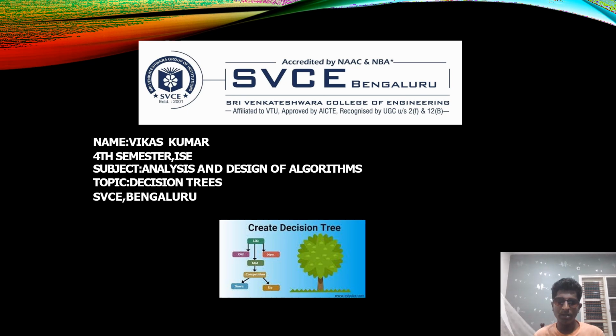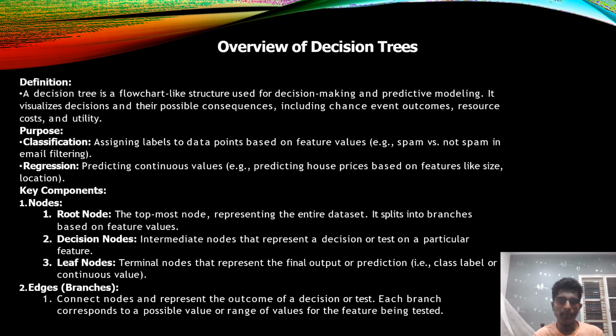Subject is Analysis and Design of Algorithms. Topic is Decision Tree. Overview of decision trees. Definition. A decision tree is a flowchart-like structure used for decision making and predictive modeling. It visualizes decisions and their possible consequences, including chance event outcomes, resource cost and utility.